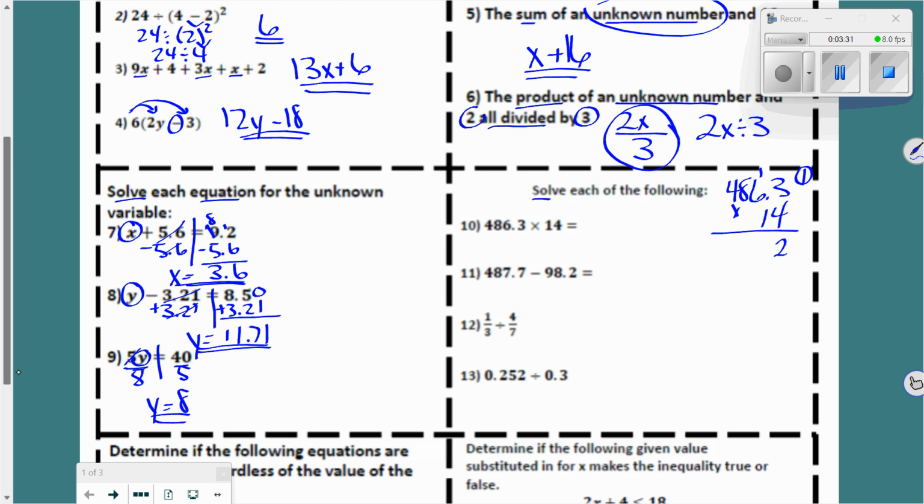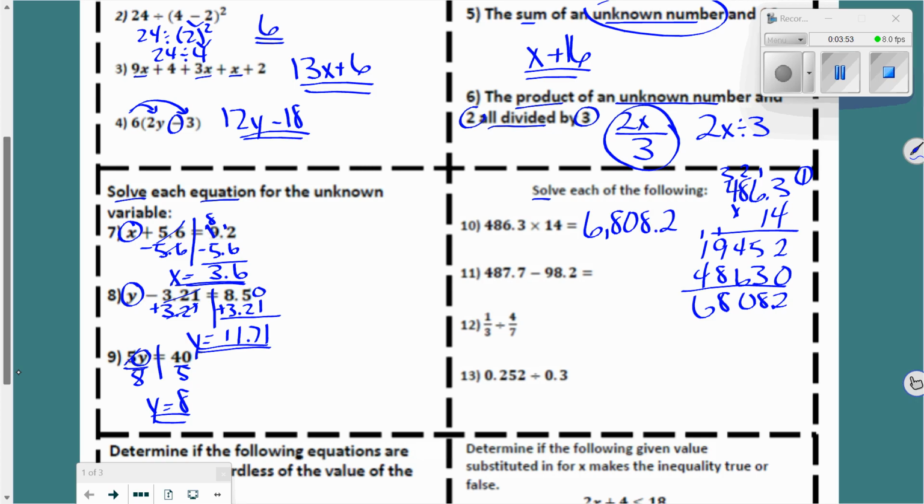12, 24, 25, 32, 34, 16, 19. I put a 0 because I'm moving to the tens place. 3, 6, 8, 4. Add up my place values. 2, 8, 10, 18, 6. And I put 1 decimal back in my answer. So 6,808 and 2 tenths.